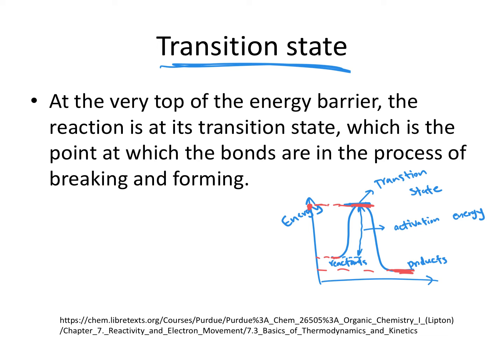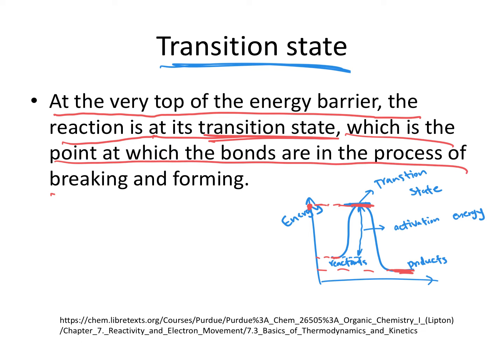Okay, so kind of like going through your book, we say at the very top of the energy barrier, the reaction is at its transition state, which is the point at which the bonds are in the process of breaking and forming. So the bonds have been broken and they haven't formed new bonds yet, so you don't have the structure of the products yet. It's the point where bonds have been broken and now they are in the process of forming bonds. That's why the energy is really high. Does that make sense? Questions?